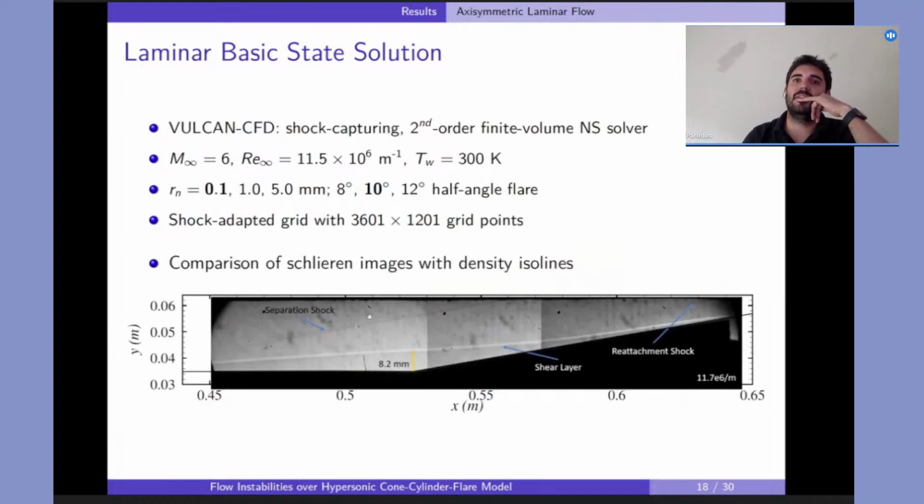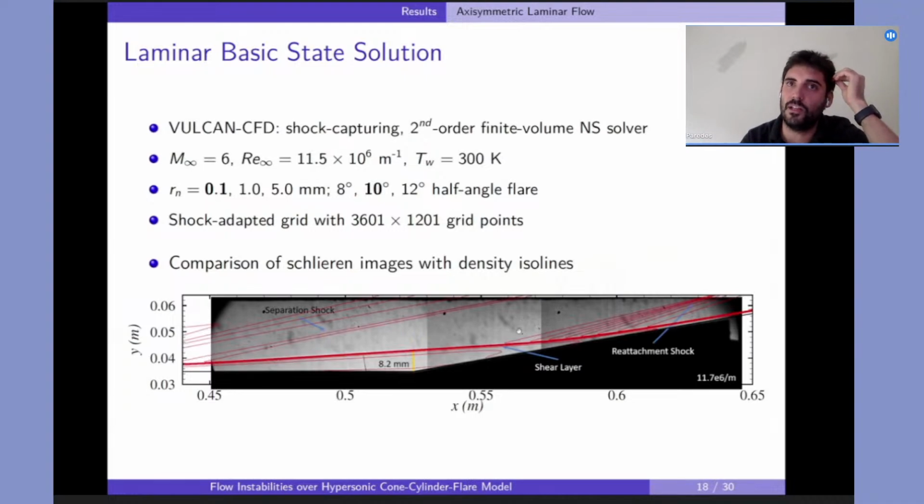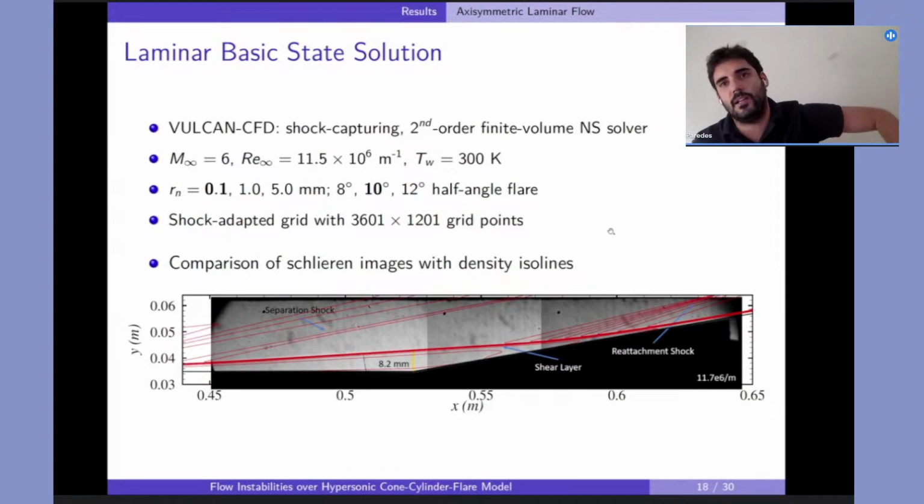Actually, since I mentioned they have schlieren measurements, we can do a direct comparison with the flow, the boundary layer, and the separation shocks and reattachment shocks. And what we did is just put the isolines for density on top of that. And you can see that the solution agrees very well with the measurements. So the location of the separation shock, the edge of the boundary layer, and also the reattachment shocks agree very well between the calculation and the experiments.